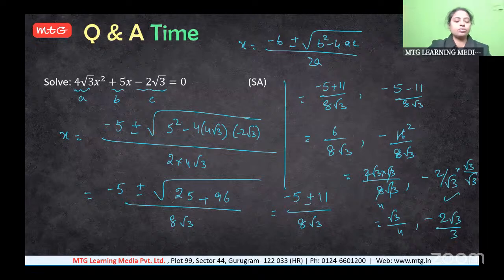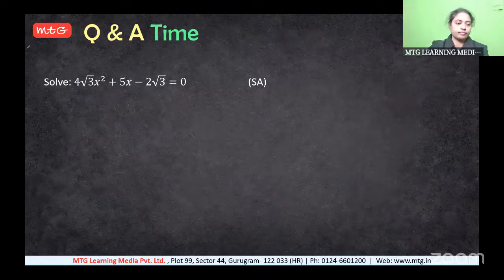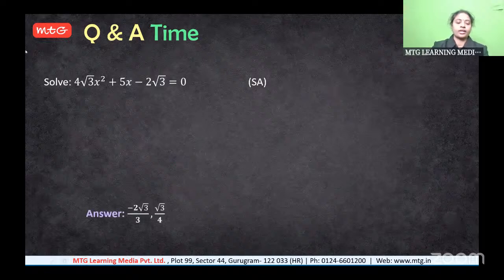So these are the two roots that you get. So this is how you go for it.